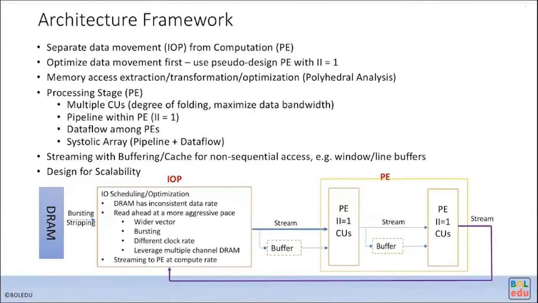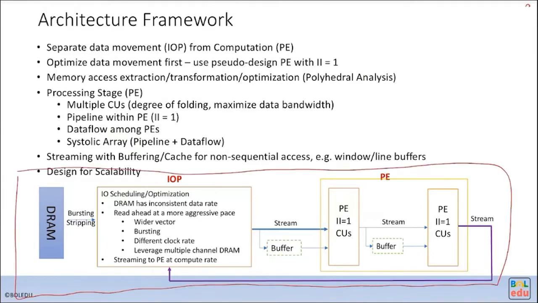Okay. Let's talk about this framework. That's the typical architectural framework when you do application acceleration. There are key steps. First, very important, you have to separate the data movement from the computation. Like in this example, you have an I/O processing part where you try to optimize all the memory I/O, and this is for the computation.